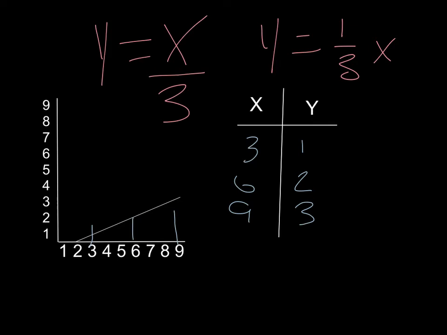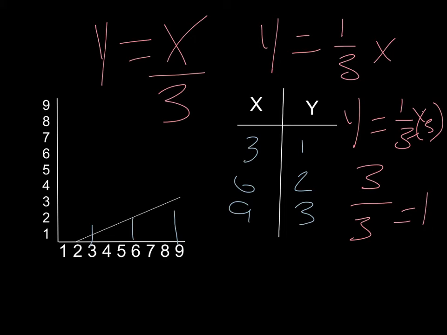Y equals whatever x is, so if x is 3, you divide it by 3 and you get your y, or 1. Or you could say that y equals 1/3 x, and then plug 3 in as your x: 1 times 3 is 3, and 3 divided by 3 equals 1. See? It works all the way around.